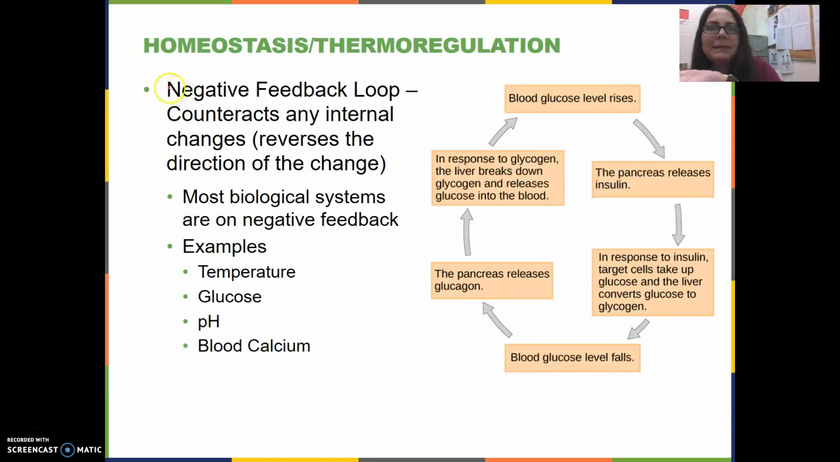Most homeostasis examples are maintained by negative feedback. Negative feedback is, for example, with a diabetic, when their blood glucose level rises, then the pancreas releases insulin, and the insulin causes cells in the liver to store glucose as glycogen and remove the glucose from the blood, so it causes the blood glucose levels to fall.